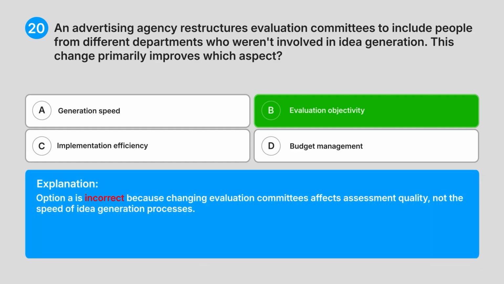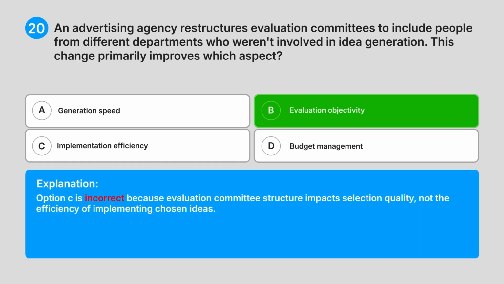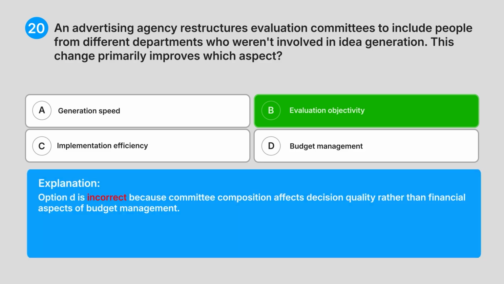Option A is incorrect because changing evaluation committees affects assessment quality, not the speed of idea generation processes. Option C is incorrect because evaluation committee structure impacts selection quality, not the efficiency of implementing chosen ideas. Option D is incorrect because committee composition affects decision quality rather than financial aspects of budget management.